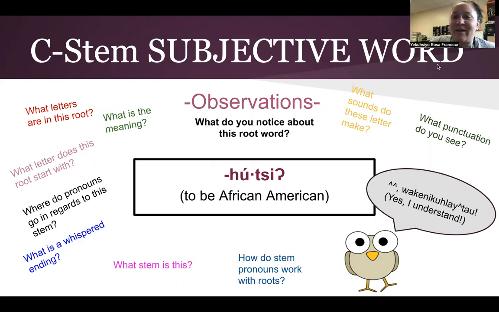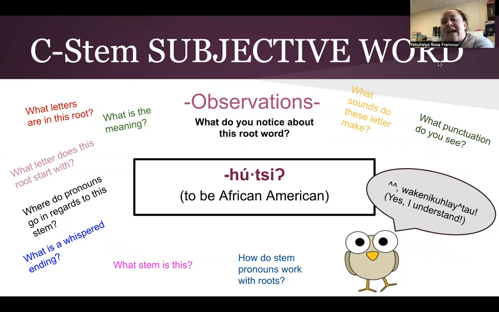Let's look at our next one. We are going to talk about another verb. This one is hunji. Hunji. It means to be African American. So look at these questions on the screen. What punctuation do you see? What sounds do the letters make? What stem is this? Where do their pronouns go? What letters are in the root? What is the meaning? It means to be Black or African American.